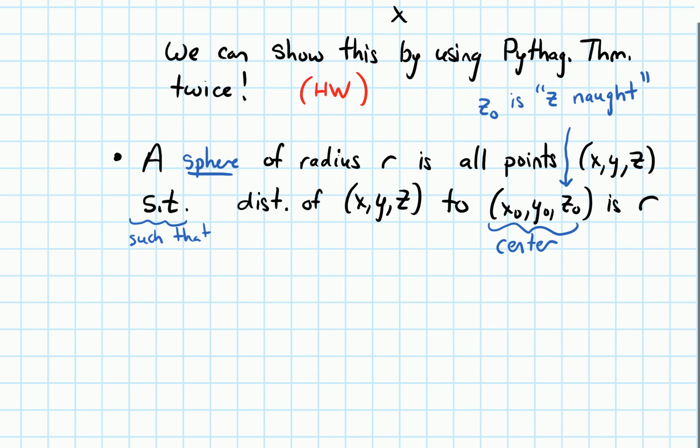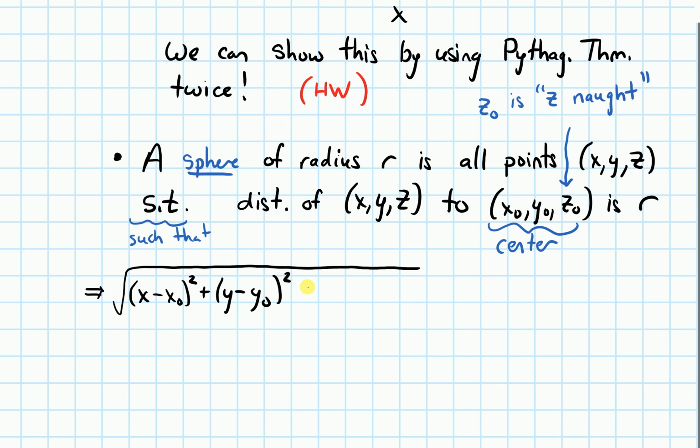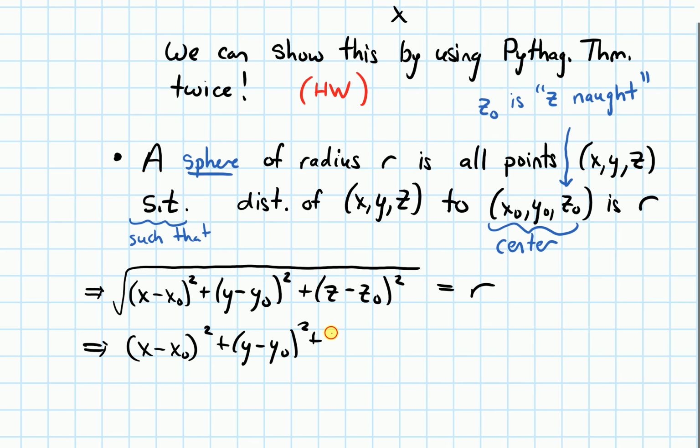But let's write that with an equation. So using the distance formula, the distance from x, y, z to x naught, y naught, z naught would be the square root of x minus x naught squared plus y minus y naught squared plus z minus z naught squared. That distance needs to be equal to r. And if we square both sides, we get x minus x naught squared plus y minus y naught squared plus z minus z naught squared equals r squared.